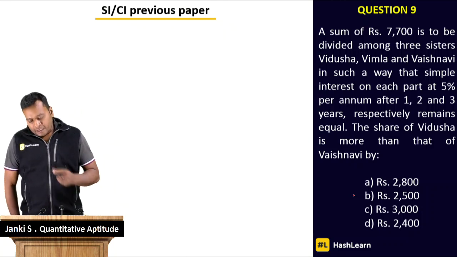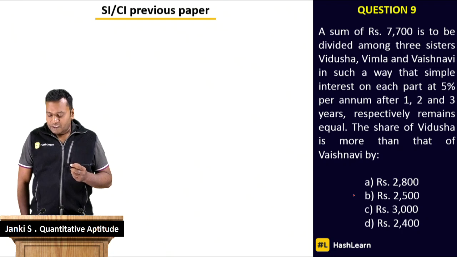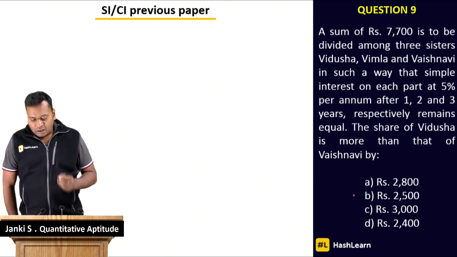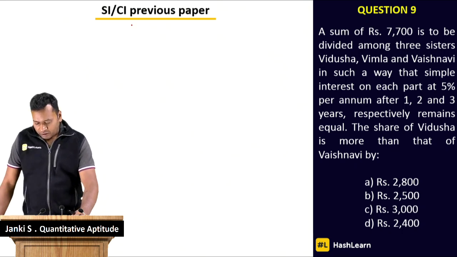Question number 9. A sum of 7700 is to be divided among 3 sisters, Vidusha, Vimala and Vaishnavi, in such a way that simple interest on each part at 5% per annum after 1, 2 and 3 years respectively remains equal. The share of Vidusha is more than that of Vaishnavi by how much?